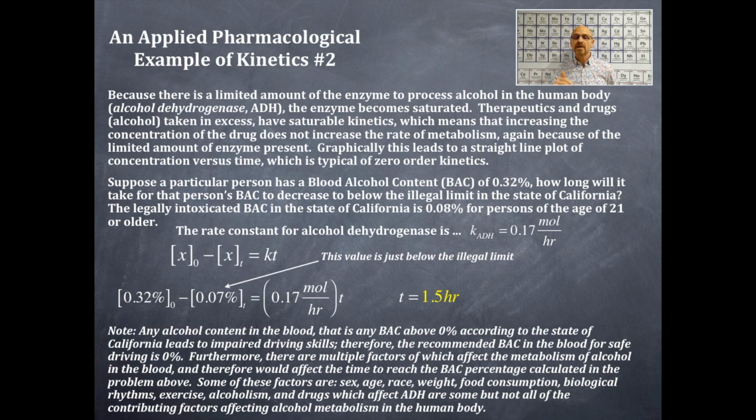Some of these factors are, but are not limited to, the following: sex, age, race, weight, food consumption, biological rhythms, exercise, alcoholism, and drugs which affect the enzyme alcohol dehydrogenase. These are some, but not all, of the contributing factors affecting alcohol metabolism in the human body. So don't take that value that you just calculated as an absolute, but it is a relatively good guesstimate in terms of the time. All right, I do have something more for you, so don't go away.